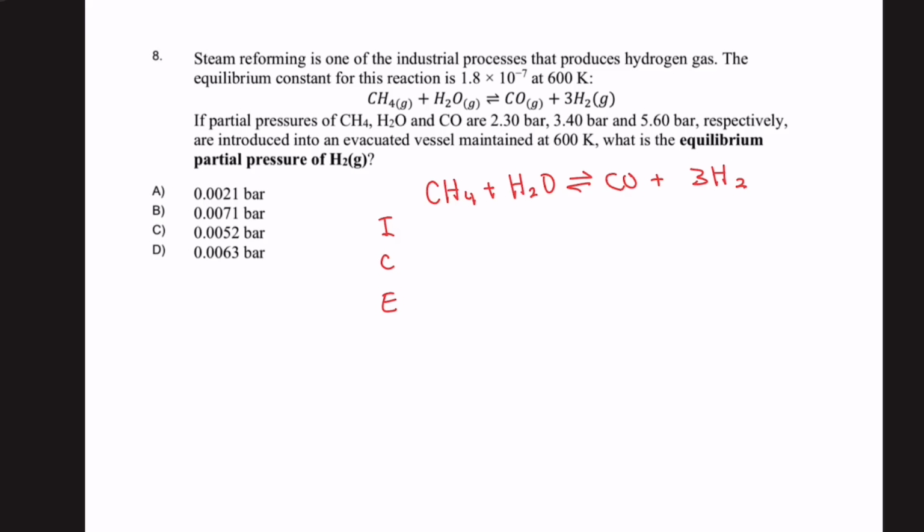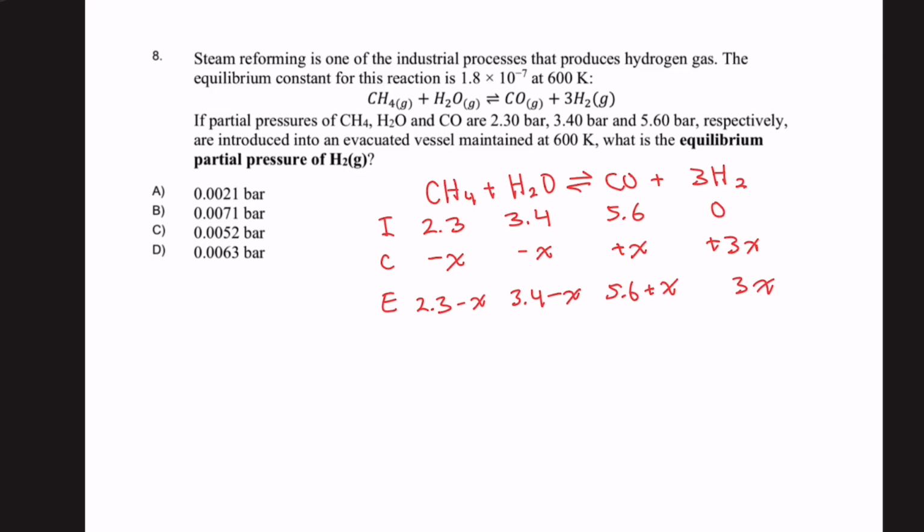So I'm going to make my ice table. I stands for initial, and we know that the initial pressure of methane is 2.3, H2 is 3.4, CO is 5.6, and we start off with 0 for H2 gas. So our change is going to be minus x, minus x, plus x, and plus 3x because we have a coefficient of 3 in front of the hydrogen. So our equilibrium is going to be 2.3 minus x, 3.4 minus x, 5.6 plus x, and 3x.